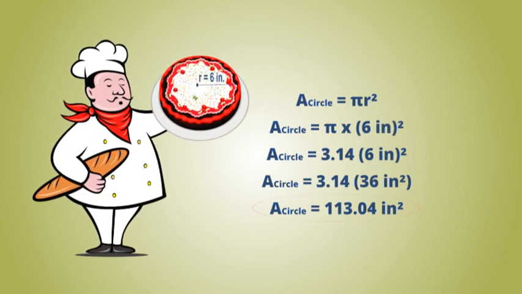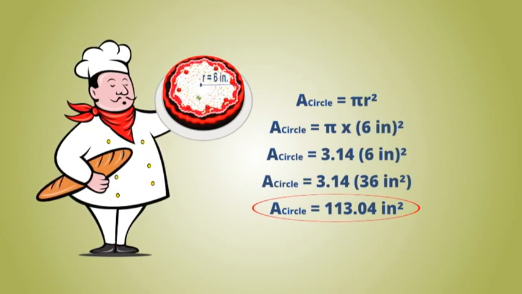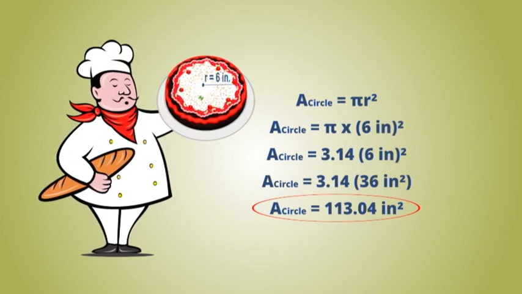So the area is 113.04 square inches. This means that the area of the top part of the cake is 113.04 square inches.